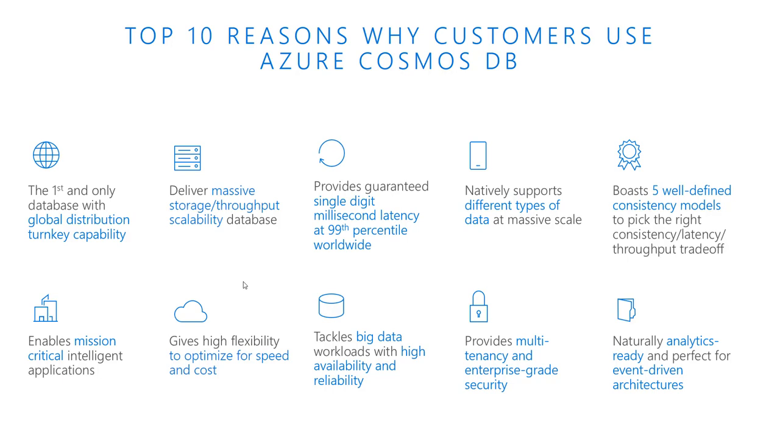And it's naturally analytics ready and perfect for event driven architecture, because Cosmos DB has this feature called change feed. Using that, you can build event-driven architectures on top of it. And we have a native integration with Spark. So you can take this data from Cosmos DB to Spark, process the data there, and then write the data back from Spark to Cosmos DB.